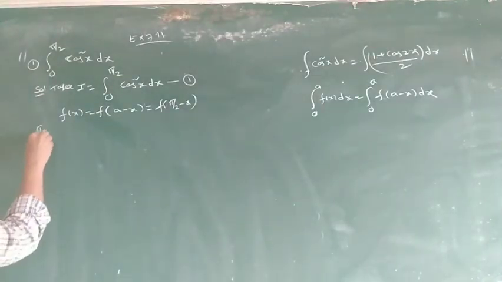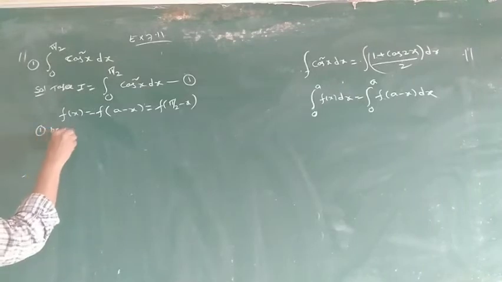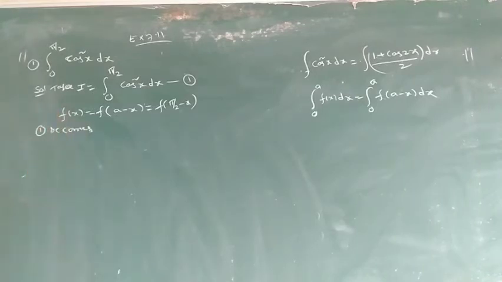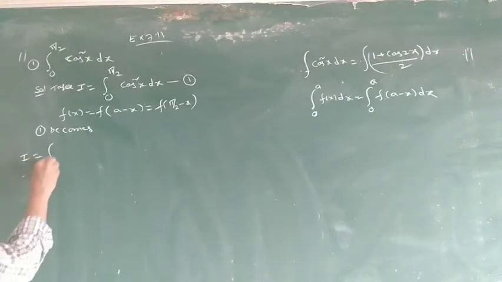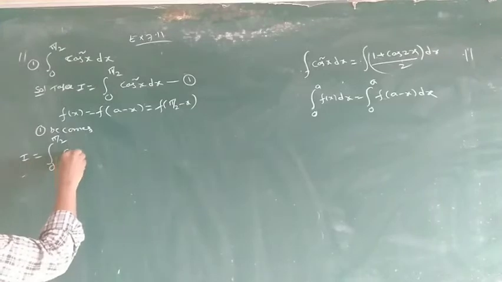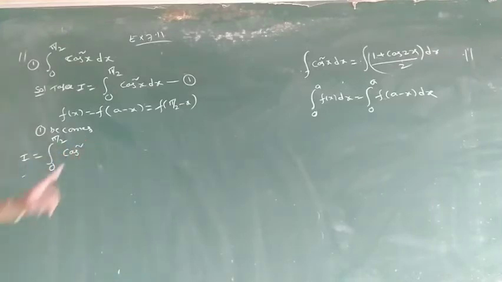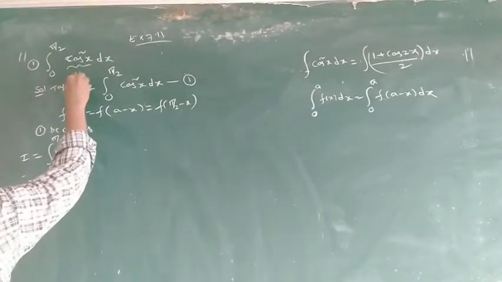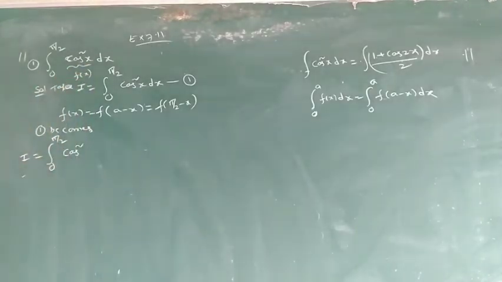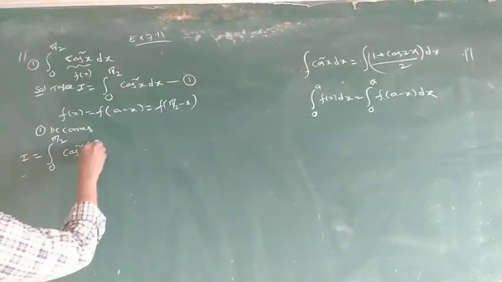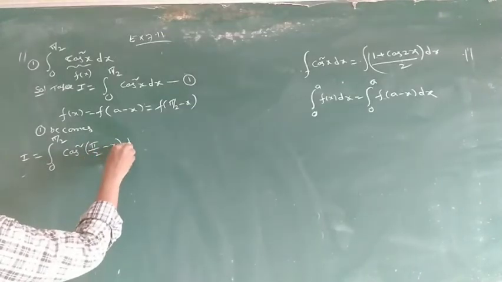Equation 1 becomes I equal to integral 0 to pi by 2 of f of pi by 2 minus x. What is f of x? This is f of x. f of pi by 2 minus x means x is replaced by pi by 2 minus x. So cos square of pi by 2 minus x dx.